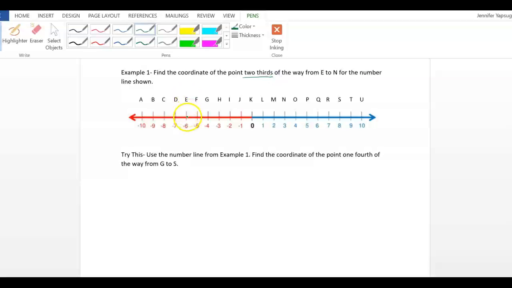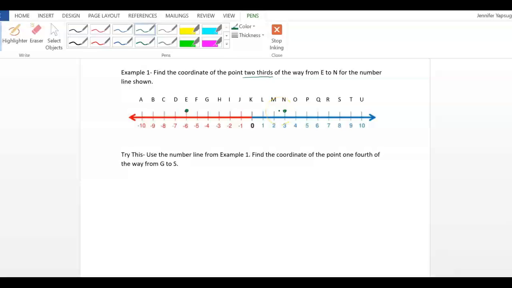So if I look at the letter E, that is right here. So I'm just going to put a dot here, and the letter N. And I'm looking for the coordinate, so basically another letter that is 2/3 of the way from E to N. So you could look at this two different ways.